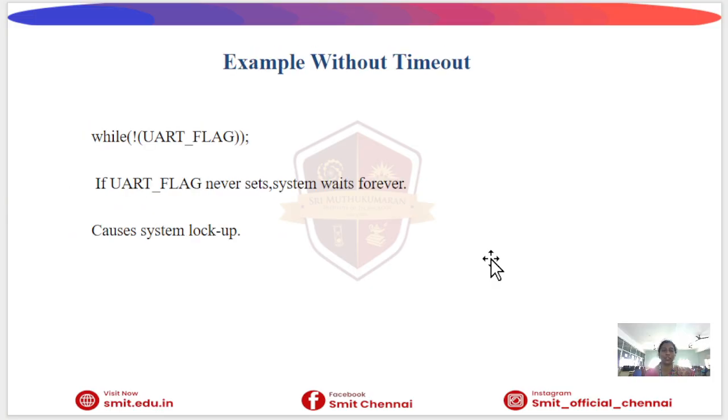Next is the example without the timeout. Here the UART flag never sets, the system waits forever. The flag will be checked; this causes the system lockup. If the UART flag is not set, the loop waits until the UART flag becomes 1. If the flag never becomes 1, the system waits forever. This is called system lockup. Is this safe in industrial systems? No. We need a timeout for perfect running condition. So the timeout is very important.